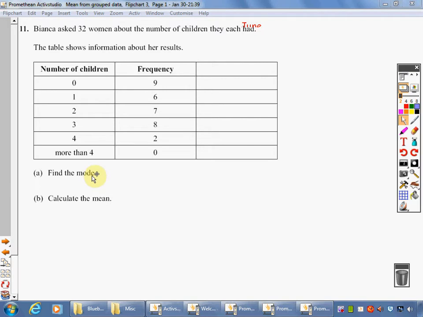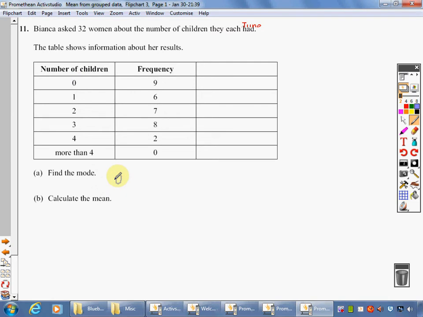The mode is the most commonly occurring. So looking down here, the highest one I've got is 9. It's tempting here to write 9, but actually the mode is referring to the most frequent number of children, which is 0, so the mode there is 0.